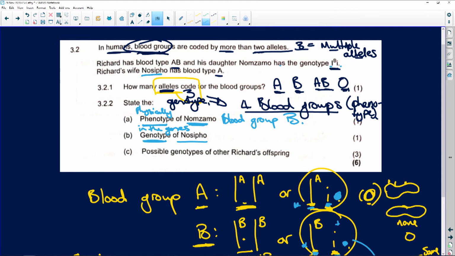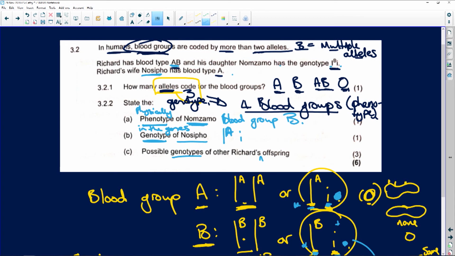They tell you that she has at least blood type A, which means that what is her blood group going to be? Well, it's easy. It's going to be AI. All right? And then the possible genotypes of Richard's other offspring, so what would they be? So remember, Richard is AB.